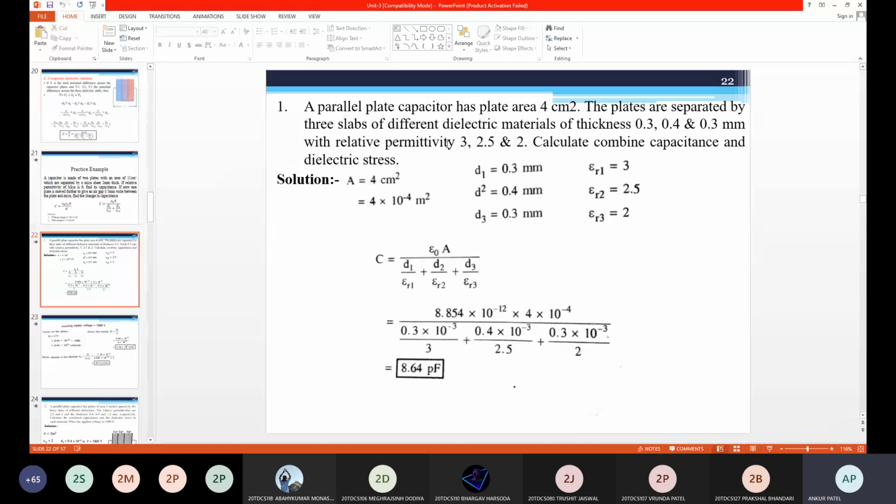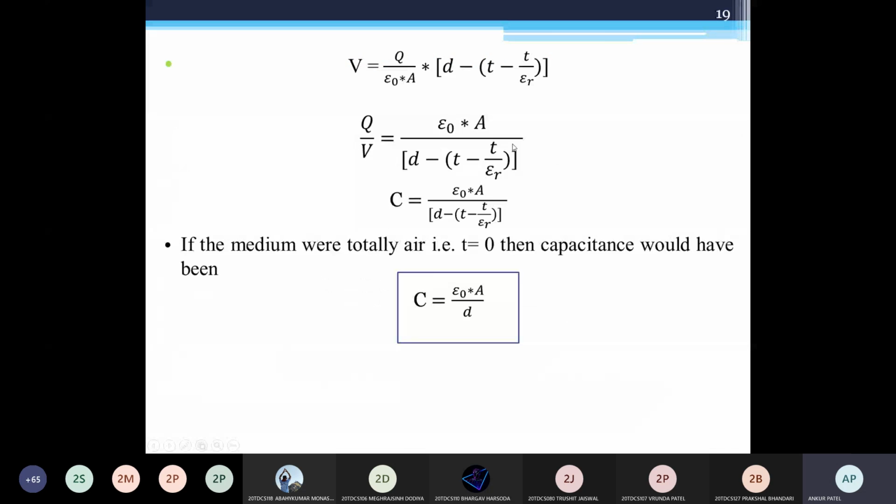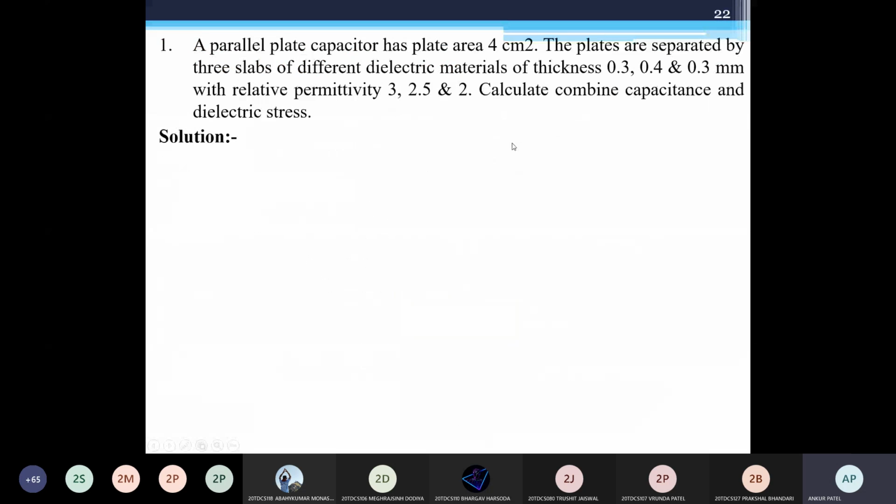In the examples, you can see the statement. A parallel plate capacitor has plate area 4 centimeters square. The plates are separated by 3 slabs of different dielectric materials of thickness 0.3, 0.4 and 0.3 mm with relative permittivity 3, 2.5 and 2. Calculate combined capacitance and dielectric stress.